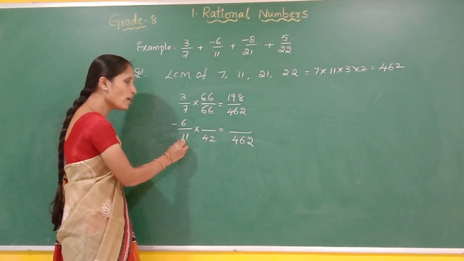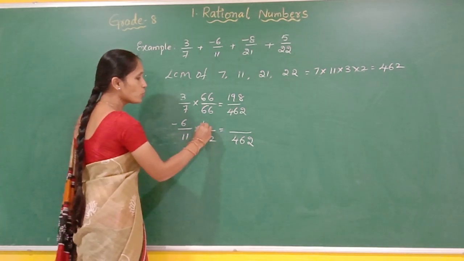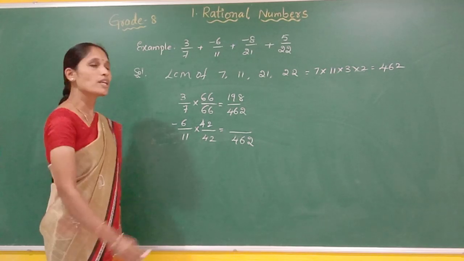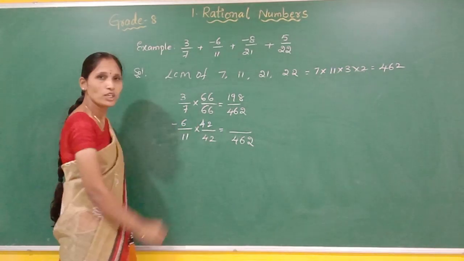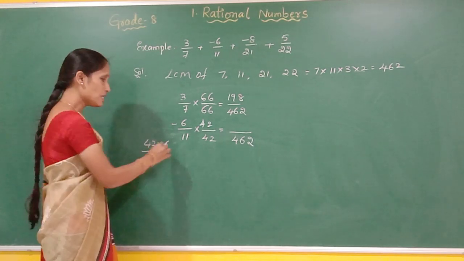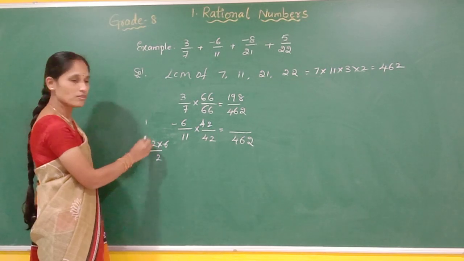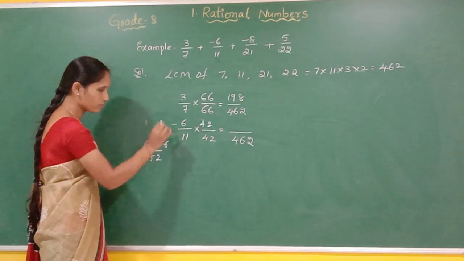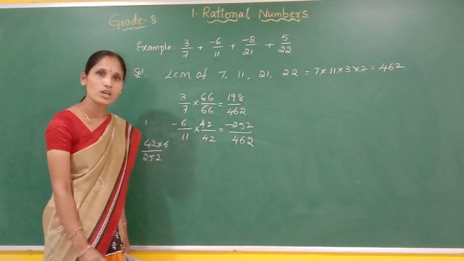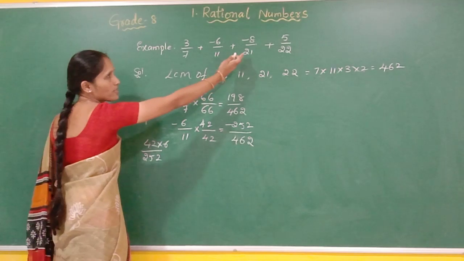Yes, this denominator 11 we multiply by 42. Even the numerator we multiply by 42. Now tell me the product of 6 and 42. 6 twos are 12, 6 fours are 24 plus 1 is 25. Yes, the product is 252. Yes, we will continue the same process.